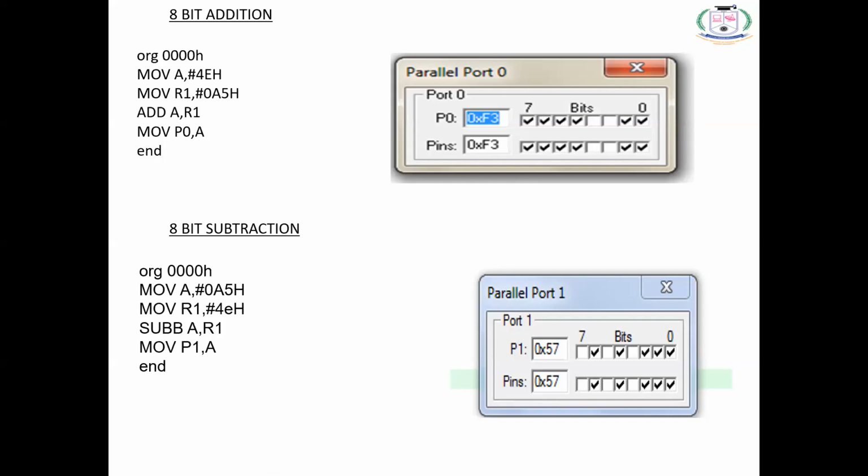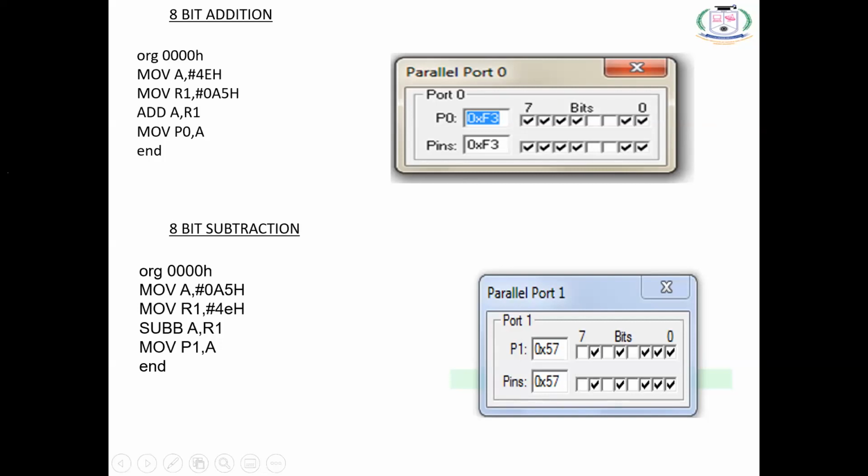Can you view the screen? Yes, ma'am. The first program is 8-bit addition. We are going to add two 8-bit data. It's a very simple program. We are not going to check any carry. We are going to give only data which is without carry.